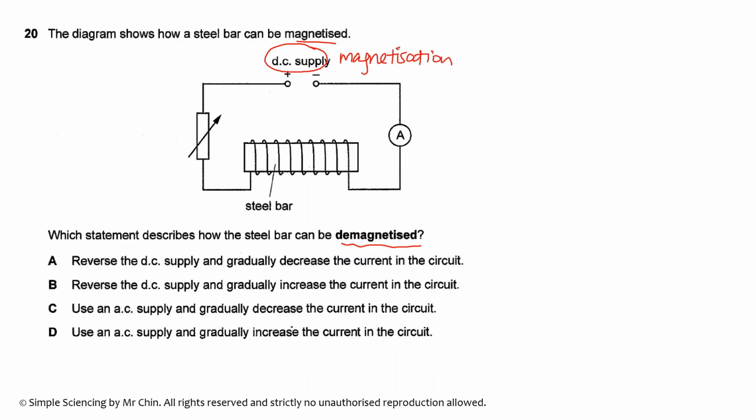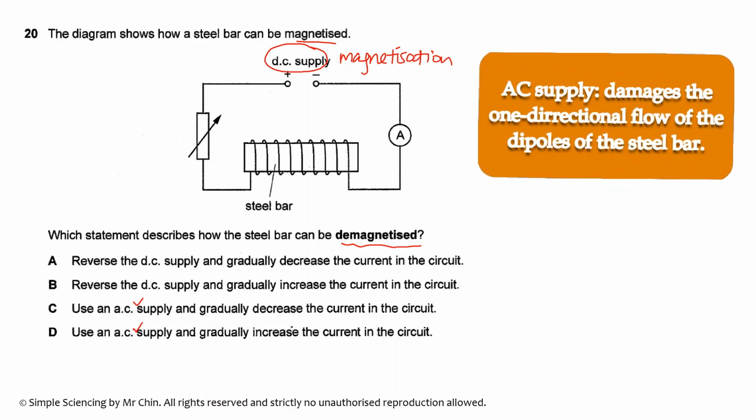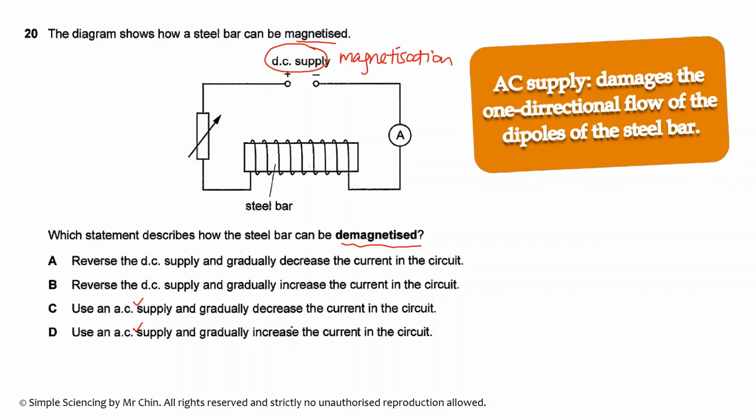So for magnetization, you use a DC supply. When you want to demagnetize, you always use an AC supply. Why? Because it damages the one-directional flow of the dipoles of the steel bar. So to demagnetize, always use AC supply.